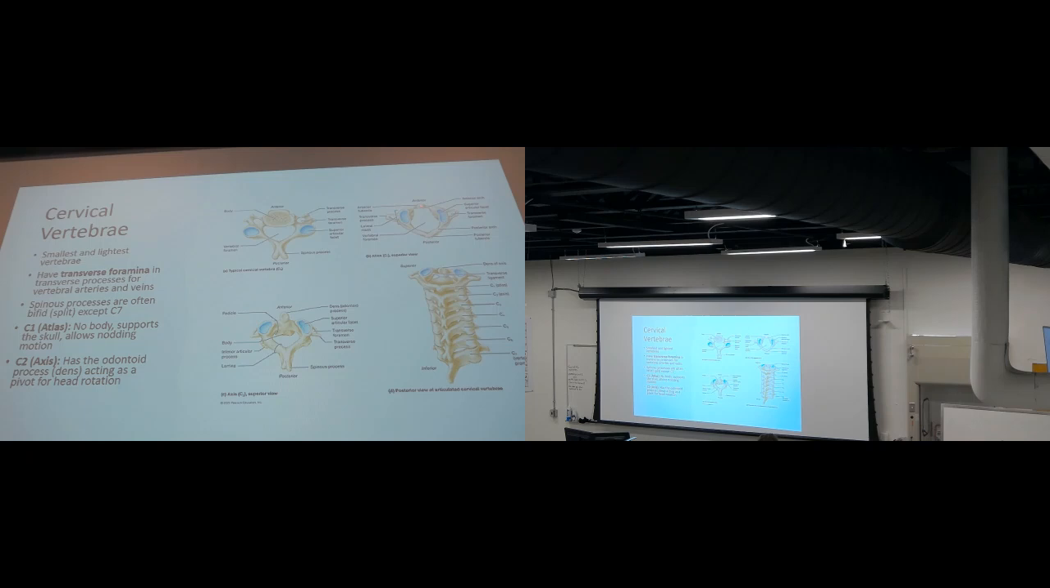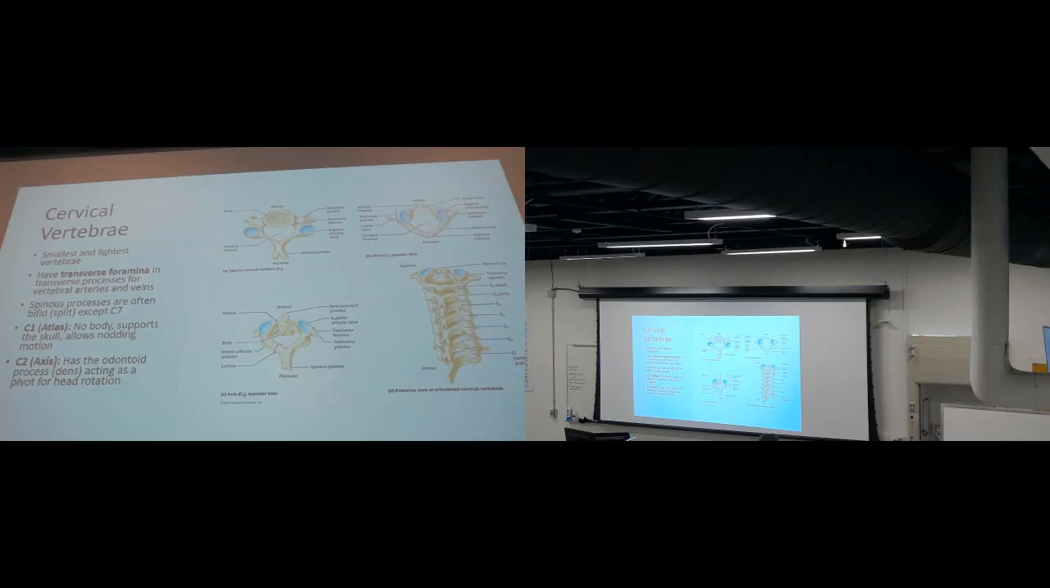This is the posterior arch. This is the anterior tubercle of the anterior arch. This is the posterior tubercle from the posterior arch. And this is the vertebral foramen. And now, here in this internal portion of this anterior arch, we have a facet for articulation with C1. Sorry, with C2, which is the axis.